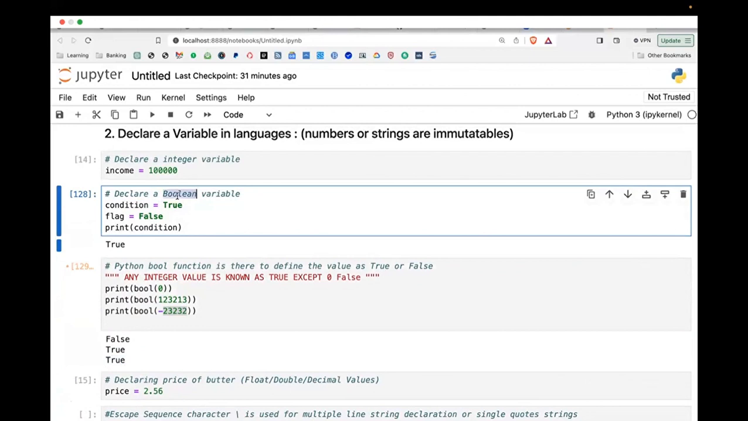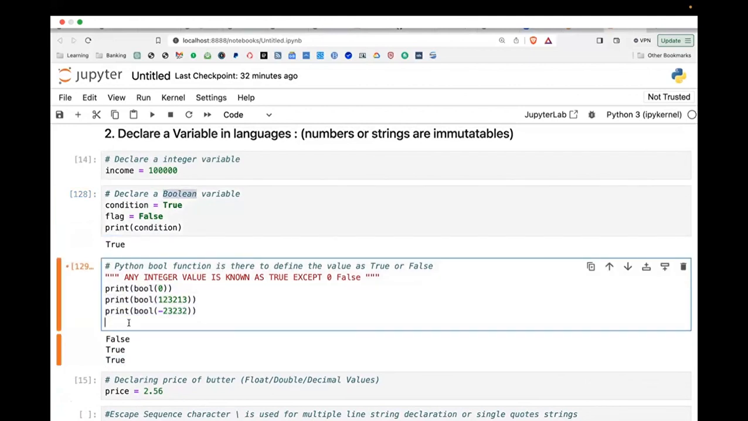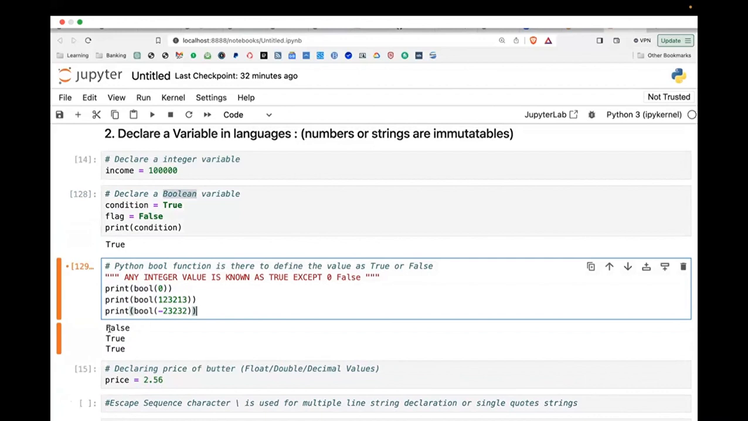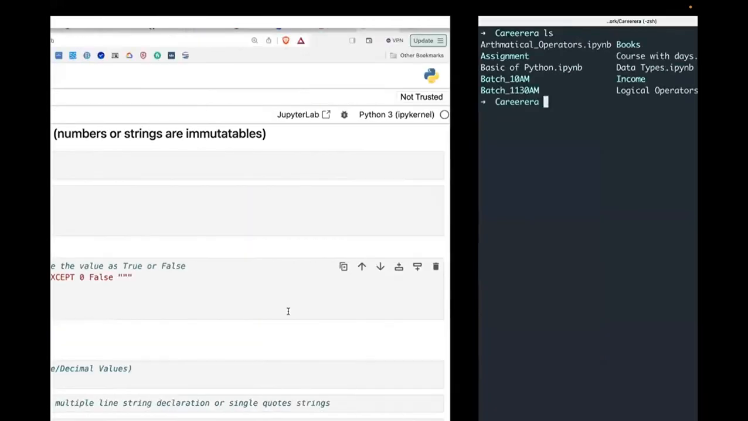There is another data type called Boolean. Any integer variable can be converted into a Boolean variable, true or false, by calling the bool function on the value. Bool function, if you pass 0, you will get false. Otherwise, for all other integer values, you will always get true. This is what they were trying to show in this slide.